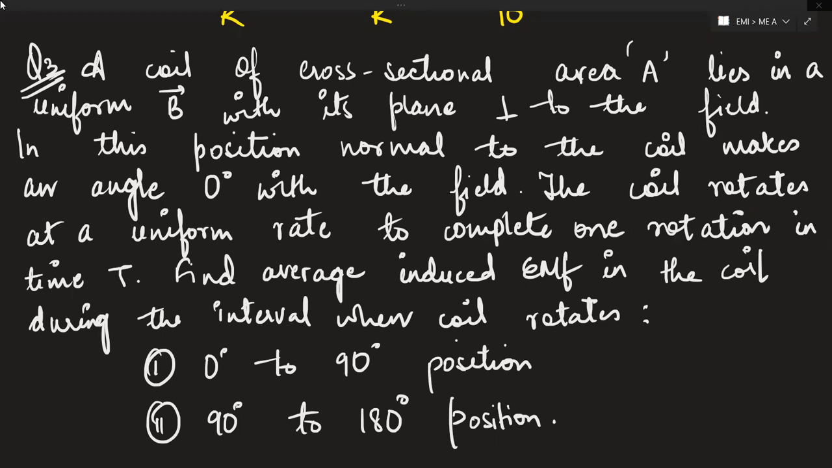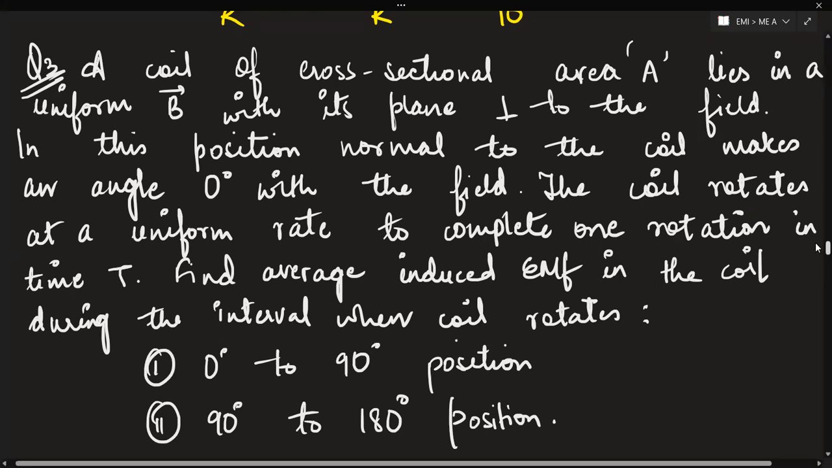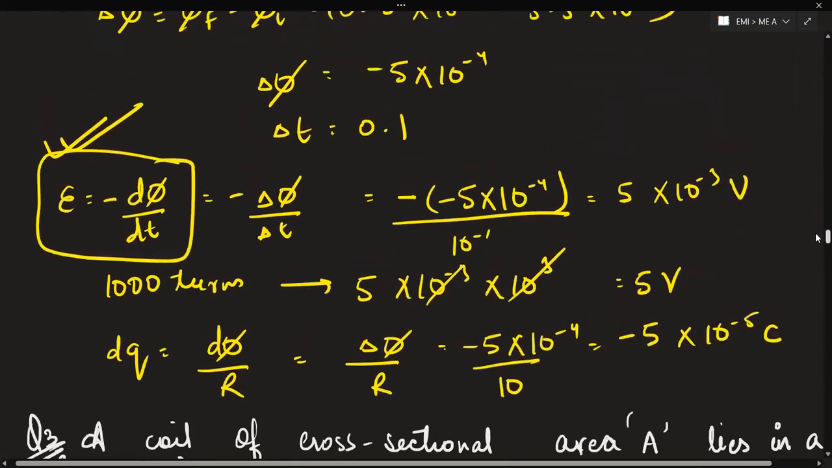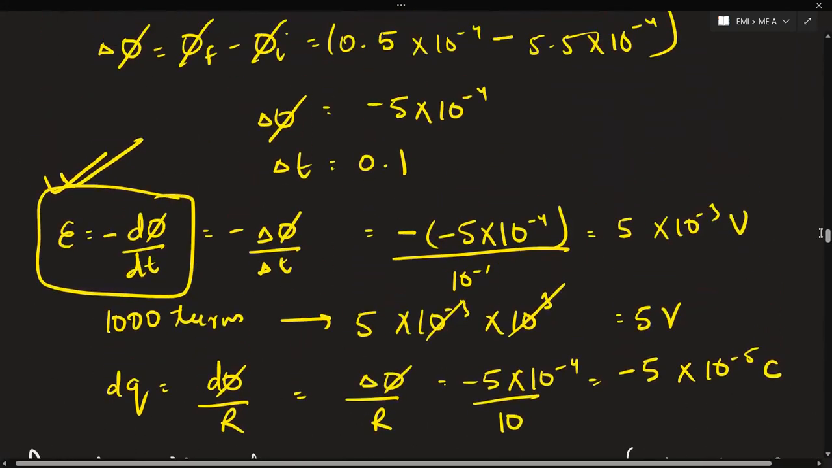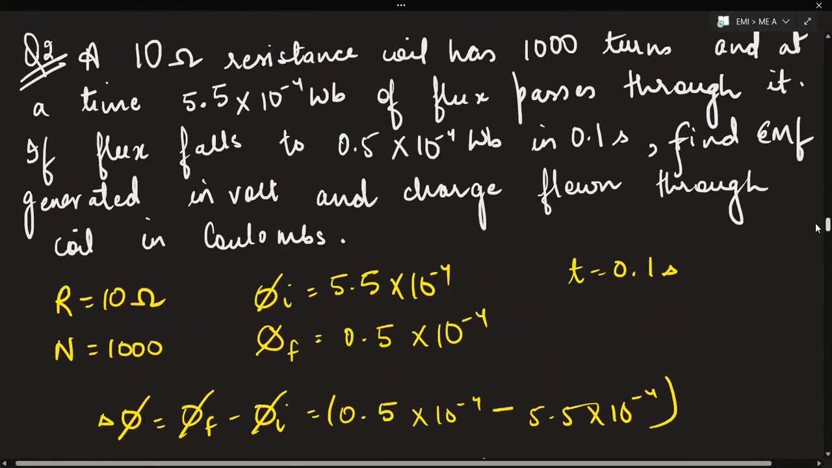Ma'am, yes, Liana. Ma'am, for the previous question, while finding the charge, why won't we consider the number of turns as well? Because it'll be like total flux, right? Yes, the total number of turns can also be considered. This charge will be for a single turn. It was given charge flown through the coil is written.